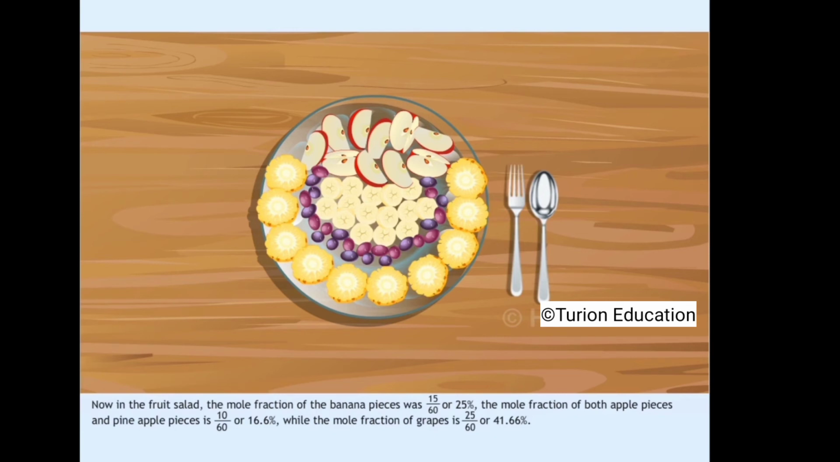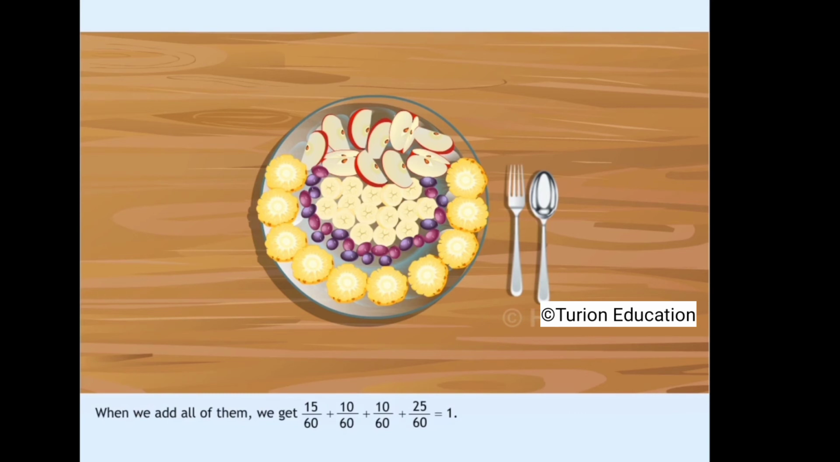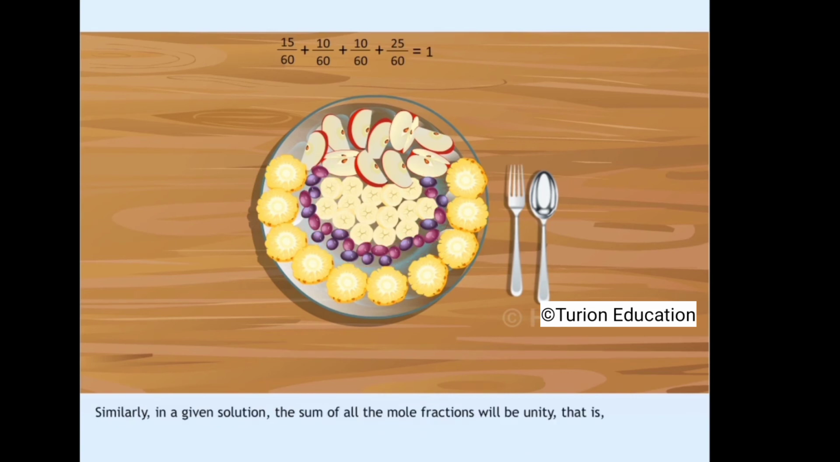while the mole fraction of grapes is 25 by 60 or 41.66%. When we add all of them, we get 15 by 60 plus 10 by 60 plus 10 by 60 plus 25 by 60 equals 1. Similarly, in a given solution, the sum of all the mole fractions will be unity. Chi 1 plus chi 2 and so on up to chi i equals 1.